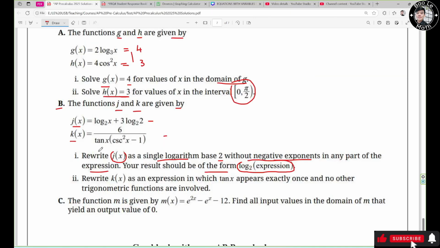Now let's move on to question 2i. Rewrite k of s as an expression in which tangent s appears exactly once and no other trigonometric function is involved. So k of s equals 6 over tangent s times cosecant squared of s minus 1.